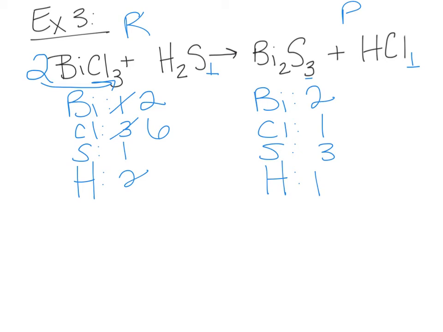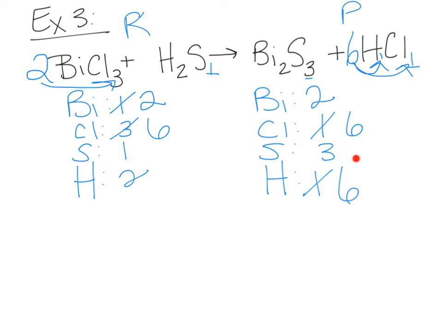Our next element that we are going to balance is chlorine. We have 6 chlorine on the reactant side, 1 on the product side. So we're going to use the coefficient 6 to balance that out. 6 times 1 gives us 6 chlorine, but it also changes our hydrogen count. 6 times 1 is going to give us 6. So far we're doing a good job. Looks like we've balanced out our bismuth and our chlorine, but that's not to say when we now balance out our sulfur that we might need to go back.